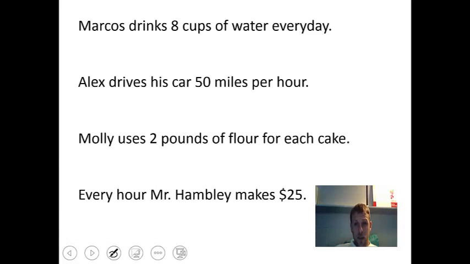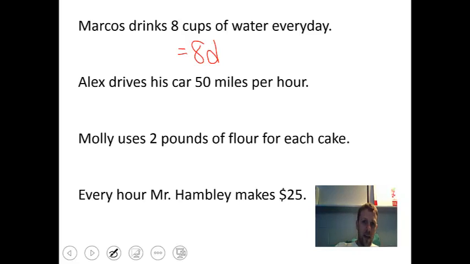Marcus drinks 8 cups of water every day. So something constantly happening in this story is that Marcus drinks 8 cups. And how often does he do it? He drinks it every day. So I'm going to put 8, and he does that every single day. If after one day he's going to drink 8 cups, after 2 days he's going to drink 16 cups. It happens every day. It's a constant. In math we call this the constant rate of change.